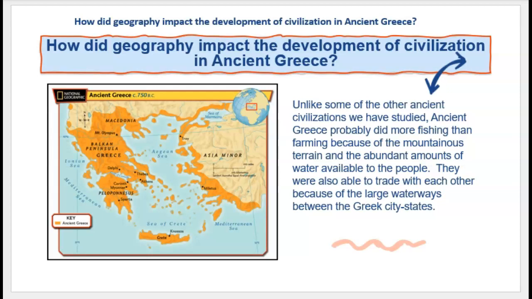Unlike some of the other ancient civilizations we have studied, ancient Greece probably did more fishing than farming because of the mountainous terrain and the abundant amounts of water available to the people. They were also able to trade with each other because of the large waterways between the Greek city-states.